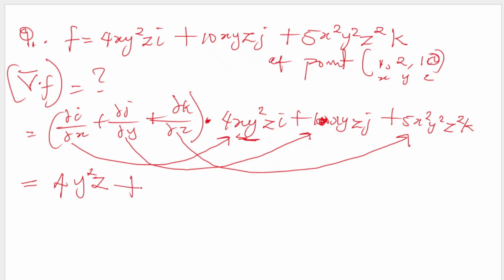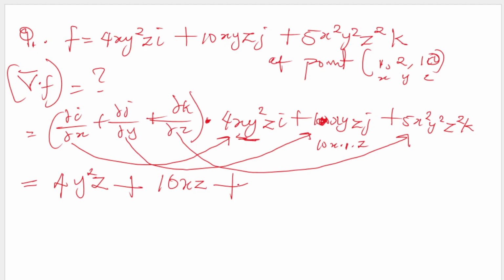Now the next one is plus. For the j component, we are differentiating with respect to y. We have 10xyz here. If you differentiate y, you have 1. So you have 10x multiplied by 1 multiplied by z, and that gives you 10xz. j dot j is 1, so there is no need of putting it.